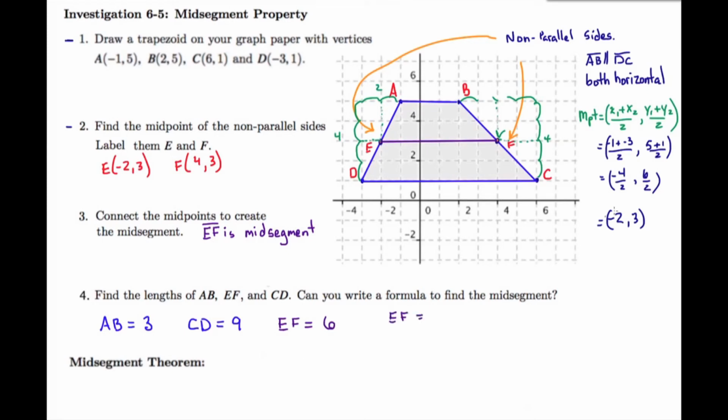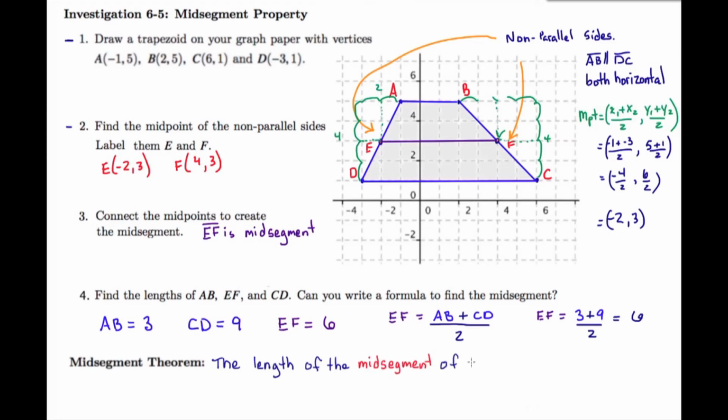So I hope you see the connection here between these three, that EF is AB plus CD divided by 2. So you can see that 3 plus 9 divided by 2 would be 12 over 2, which is 6. So our mid-segment theorem is the length of the mid-segment of a trapezoid is the average of the lengths of the bases. And there it is.